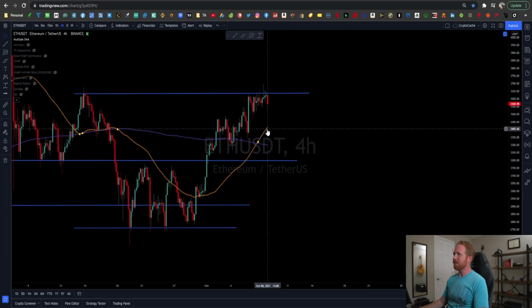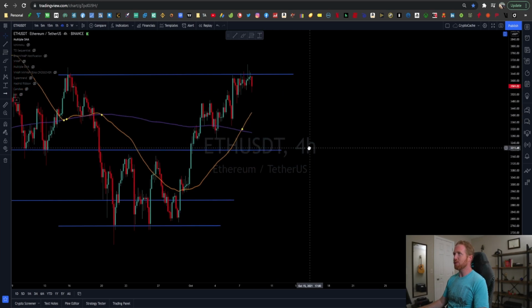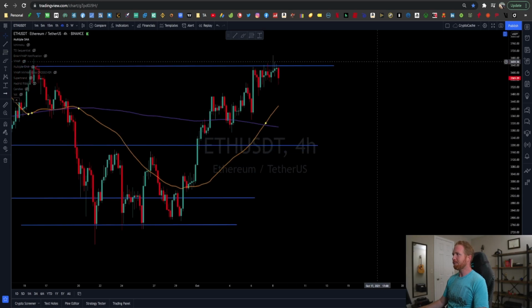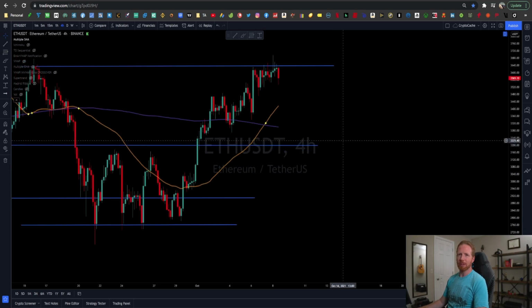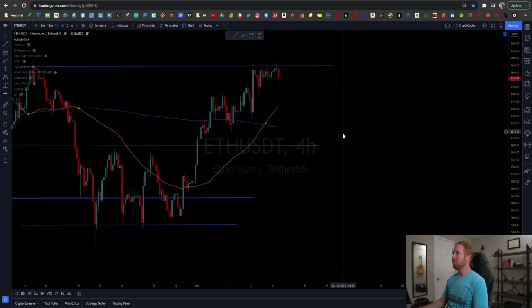But for right now, we got the 50 working its way up. That could be a potential support level. We'll see when that happens. Minus that, we got a support level here at about 3,200. That's a secondary support for Ethereum.